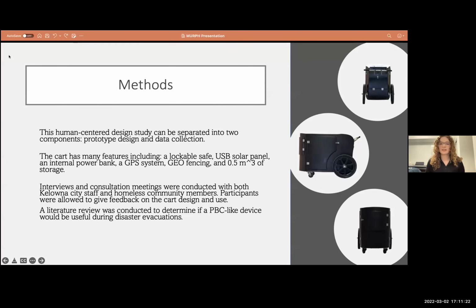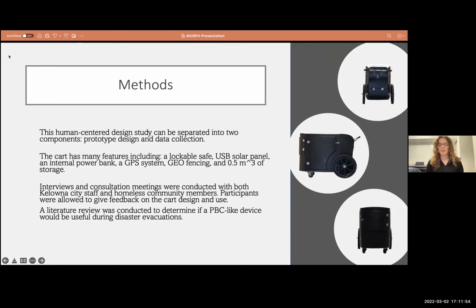So this is a human-centered qualitative design, and it can be separated into two main components: prototype design and data collection. The cart, which you can see here on the right, has many features, including a lockable safe, a USB solar panel, an internal power bank, a GPS system, GEO fencing, and 0.5 meters cubed of internal storage. The dimensions are similar to that of a standard shopping cart, and the empty weight is 55 pounds, which means it is easily maneuverable.